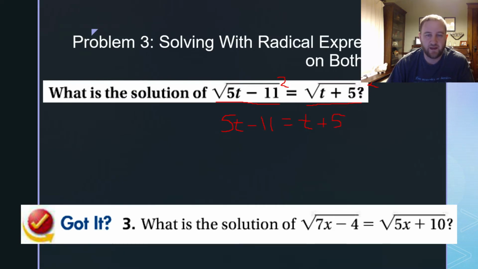Now we want to combine like terms. So we'll subtract t on both sides, and then we'll add 11 on both sides. So basically we have 5t minus t is 4t. And then on this side we've got 5 plus 11, which is 16. Then we divide by 4 and we get t equals 4.